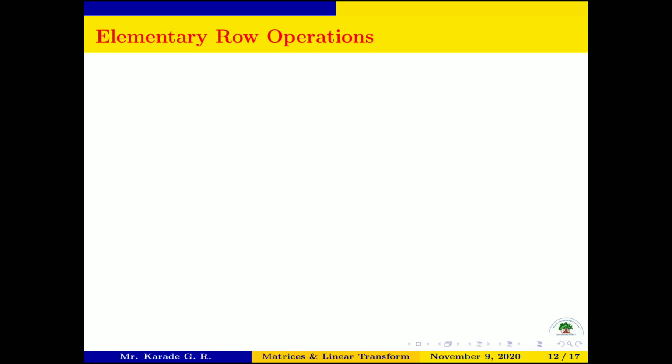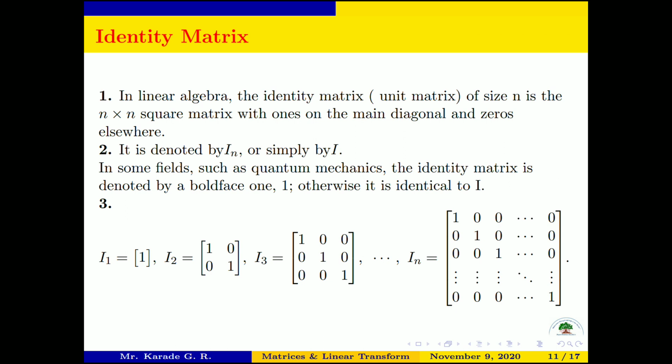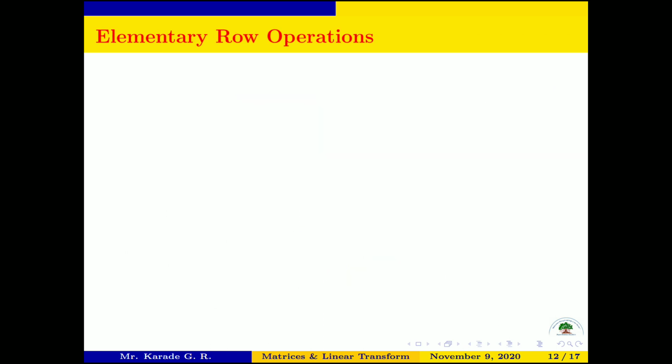Okay, so before going to the definition of elementary matrix, we must study elementary row operations on the matrix. So we know what is meant by identity matrix. In the last lecture we defined the identity matrix. Identity matrices are the square matrices with all diagonal entries 1 and off diagonal entries 0. Elementary operations we perform on these identity matrices.